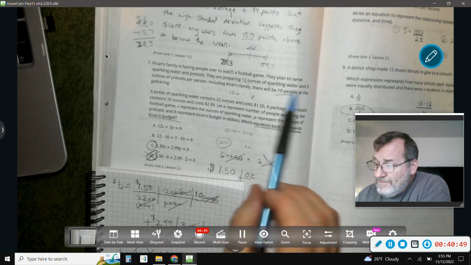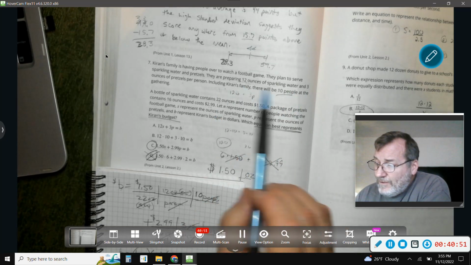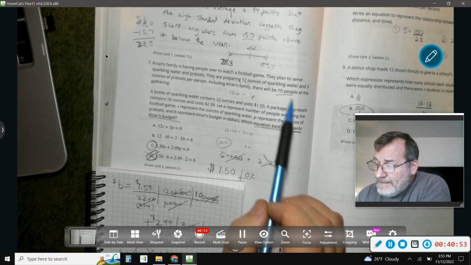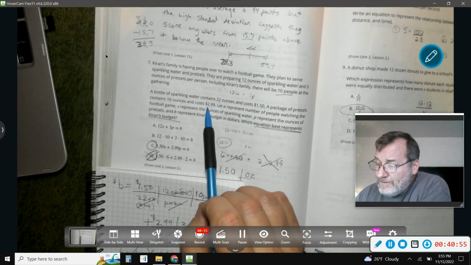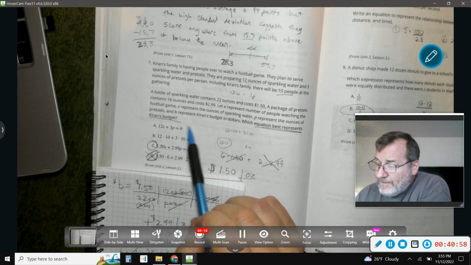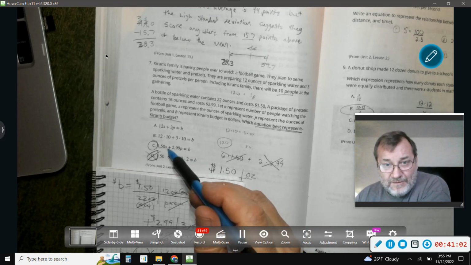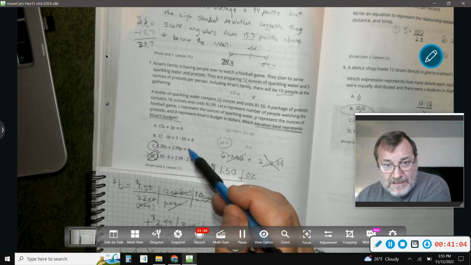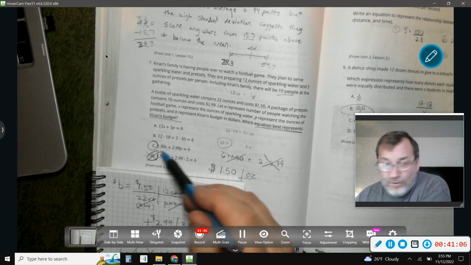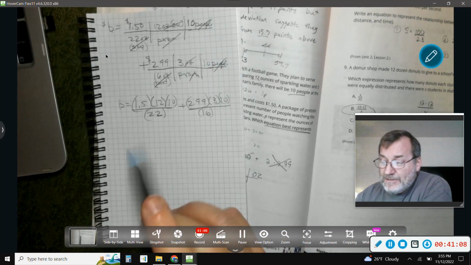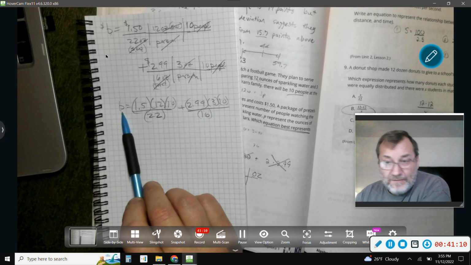Is there a 2? Let's see, 12, 3, 10, $1.50, 22. I'm not sure where the 2 comes from, so, nah. I mean, the only thing that we really have here is this one, which is kind of close, but it's almost per person. My calculations actually come up with a dollar amount, the total.